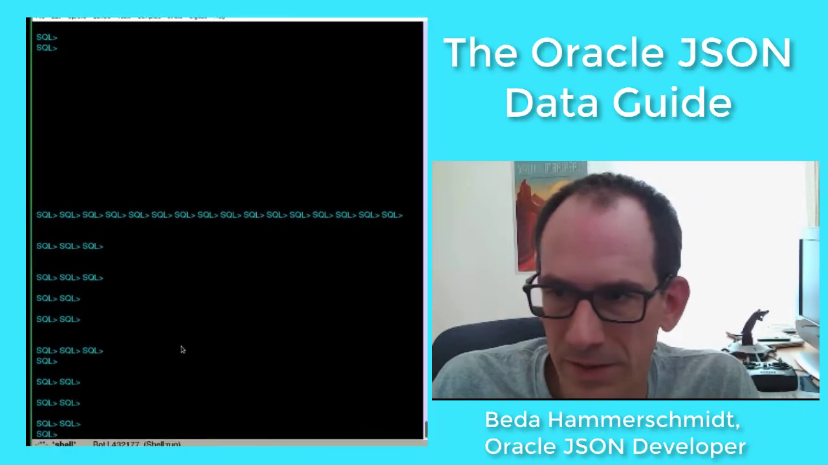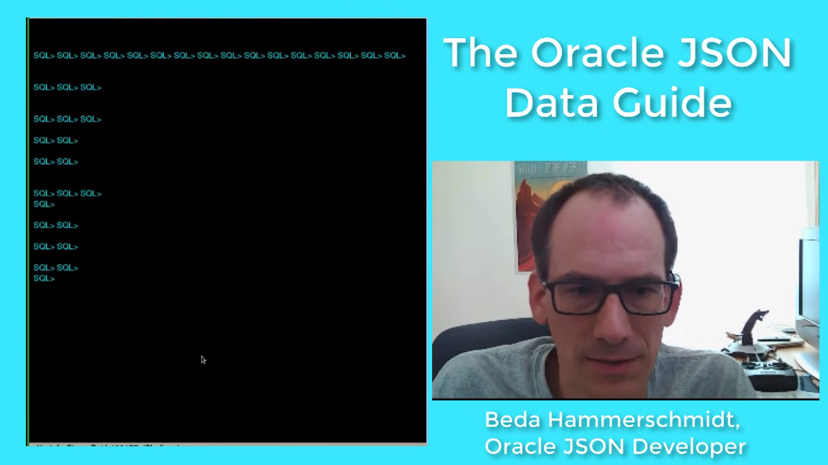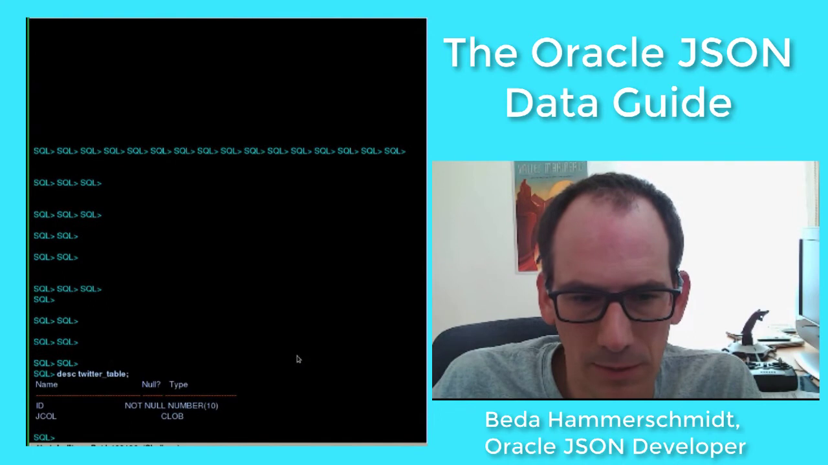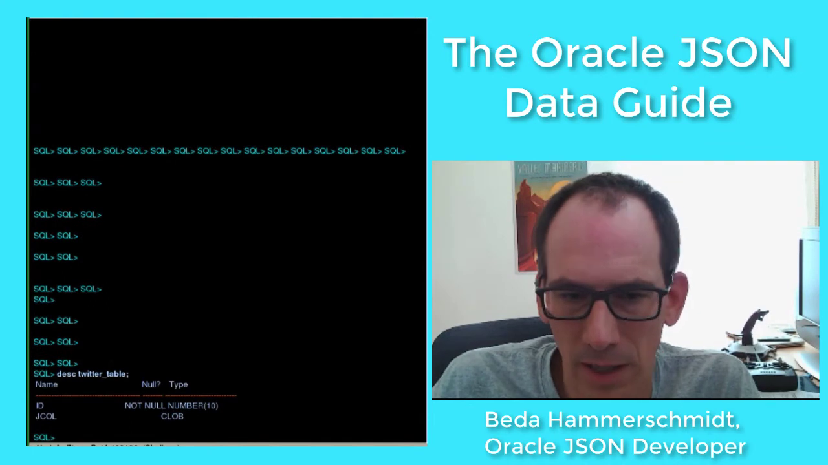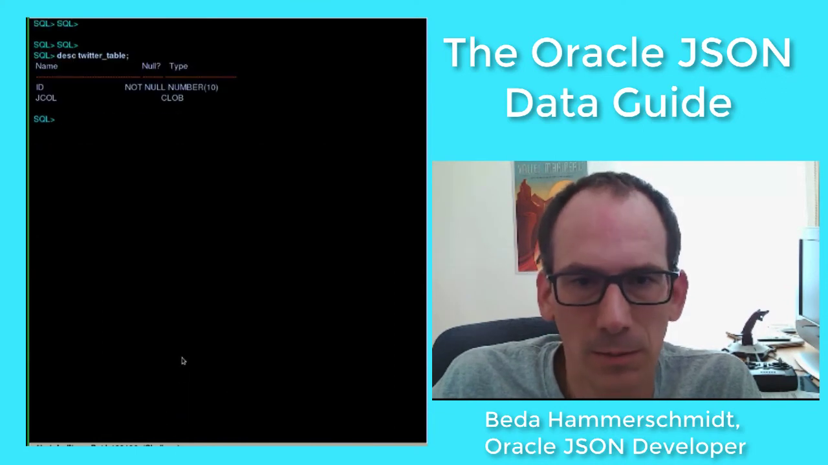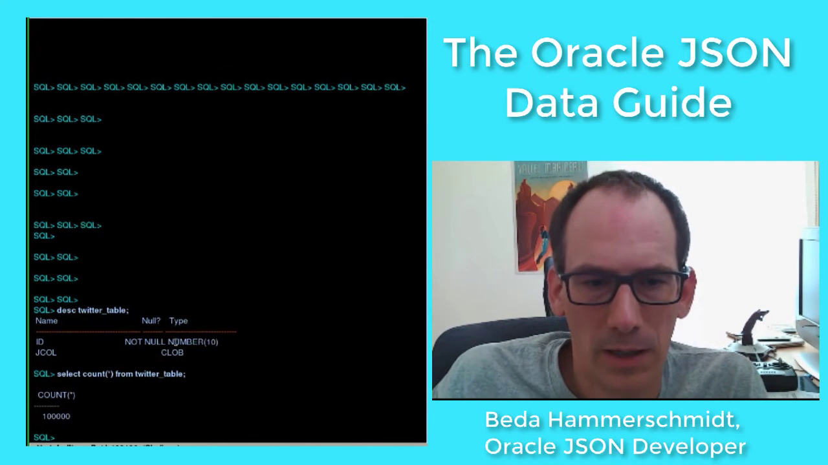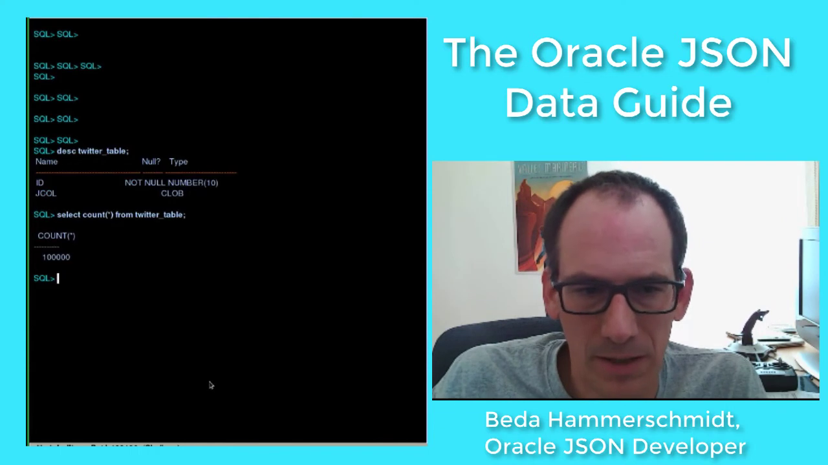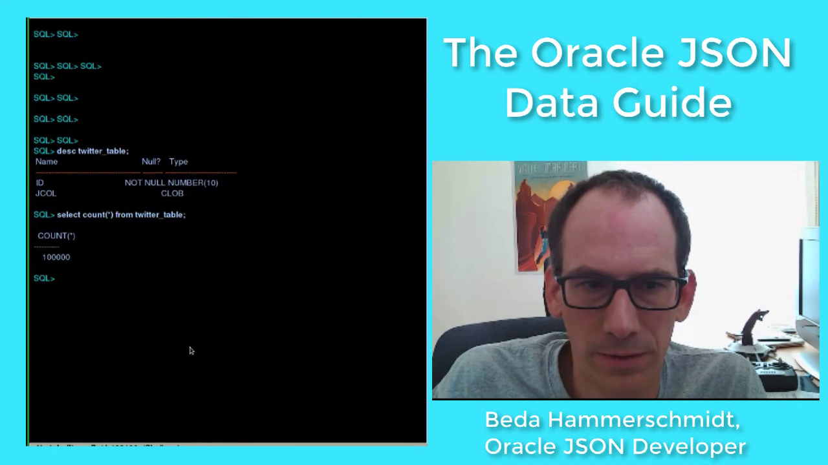So I've prepared a table where I pulled JSON data from Twitter. The table is quite simple. Every row has an ID and a column JCall, which contains Twitter data as a JSON document stored inside a CLOB. And if we count them, we have exactly 100,000. The describe doesn't really help us understand the data at all. All we know is that this is JSON. There is an isJSON check constraint on the JCall.